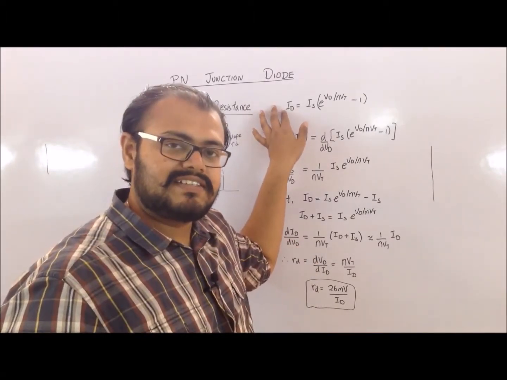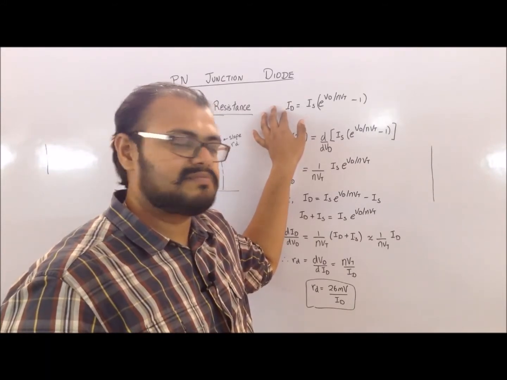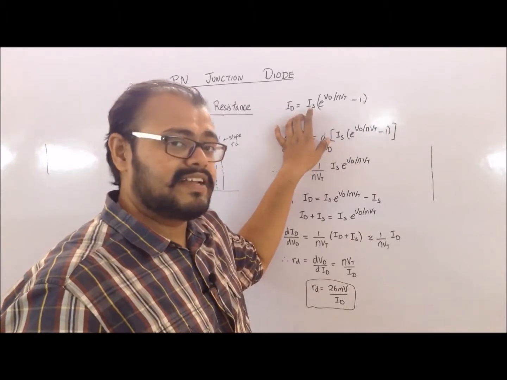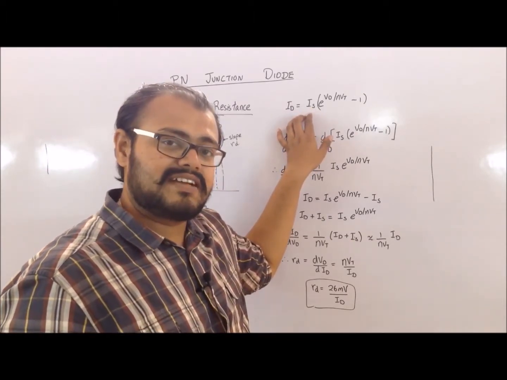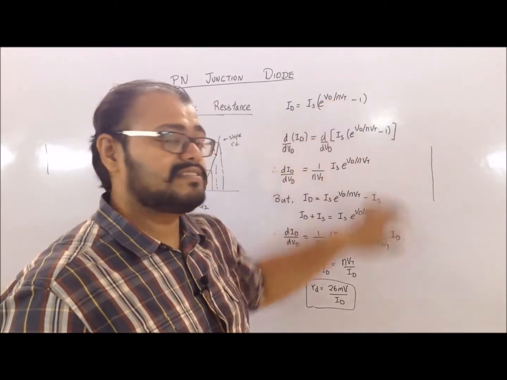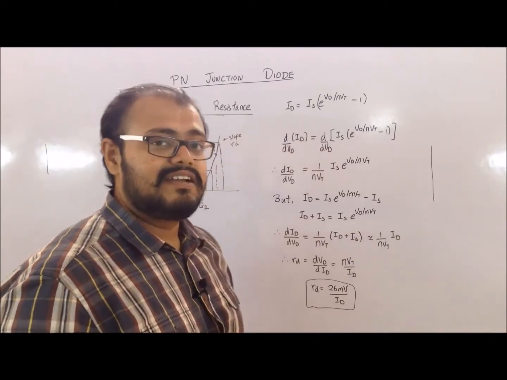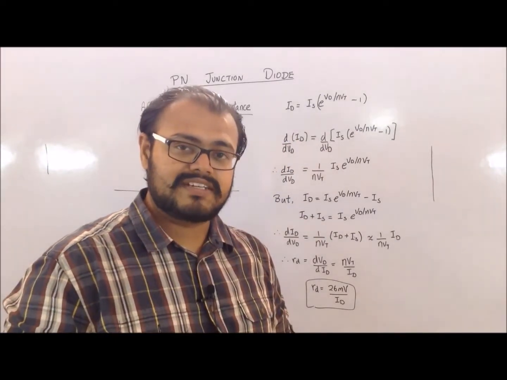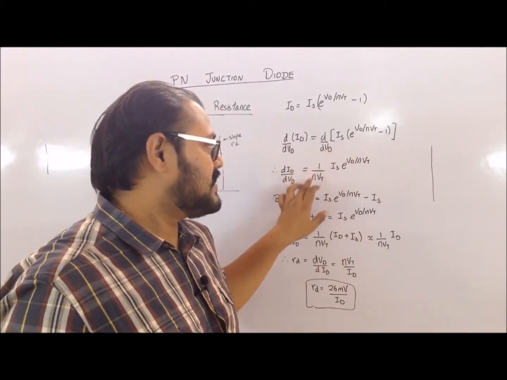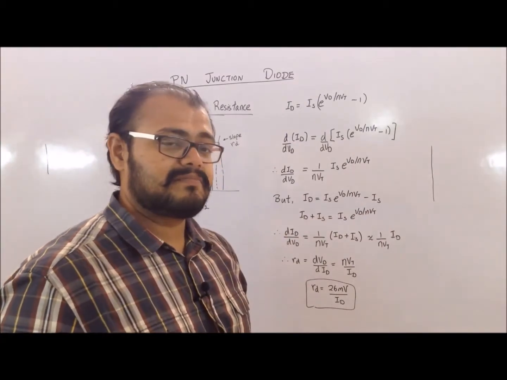We have already seen the current which is going to be flowing through the diode in the forward conduction mode. So this represents that equation, that is ID is equal to IS, where IS is my reverse saturation current, into e raised to Vd by nVt minus 1. Next, I will be taking a derivative of this particular current with respect to my voltage across the diode. So I will get this as 1 by nVt into Is e raised to Vd upon nVt.